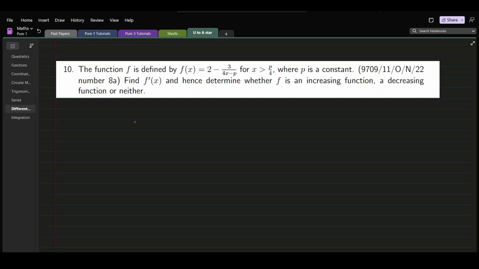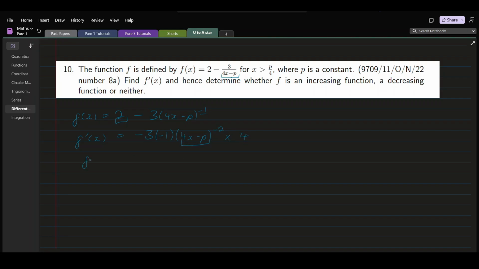Okay, so let's start by finding our first derivative, f prime of x. In fact, let's first write our equation here. 2 minus 3, let's bring this 4x minus p to the numerator. So that's 4x minus p to the power negative 1. Now let's find our first derivative. If you differentiate a constant, you get 0. Then with negative 3, bring down the power. That's times negative 1, 4x minus p. Then subtract 1 from the power. That becomes negative 2. Differentiate your inner function, you get 4.